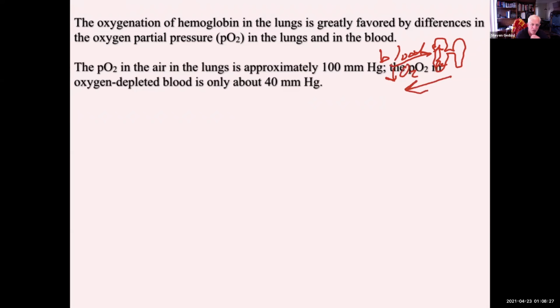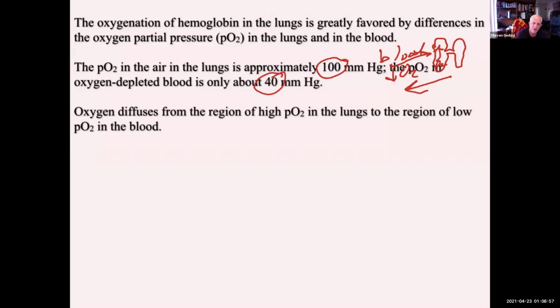So the partial pressure of oxygen in the air in the lungs is about 100 millimeters of mercury. The partial pressure of oxygen in the blood is about 40. So in the lungs you're about 100 millimeters of mercury, and in the blood, after you have deoxygenated blood, you're about 40. So if you're pushing with 100 and you're probably pushing back with 40, the 100 is going to win out every time. So we're going to push oxygen into the bloodstream from our lungs because of the difference in partial pressure of oxygen.